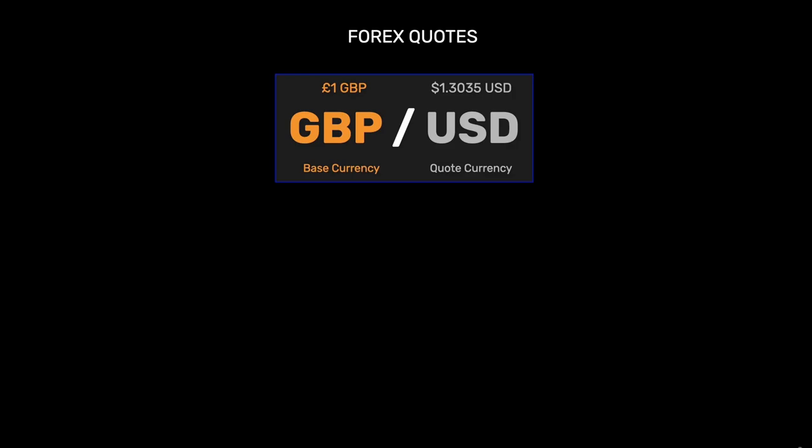So the base currency on the left, in this case the pound, no matter what, always has a value of 1. So for this example, if pound dollar is quoted as 1.3035, what this essentially means is that £1 is equal to 1.3035 US dollars at that point in time. So if you have some US dollars and you want to buy some pounds with them, you would have to pay 1.3035 US dollars for every pound that you want.